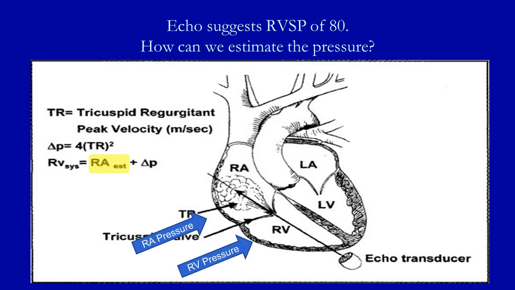That pressure gradient between the right atrium and the right ventricle added to the right atrial pressure tells us where the RV pressure is. Additionally, you can find findings consistent with RV pressure and volume overload in that the RV may be very dilated, the right atrium may be very dilated.